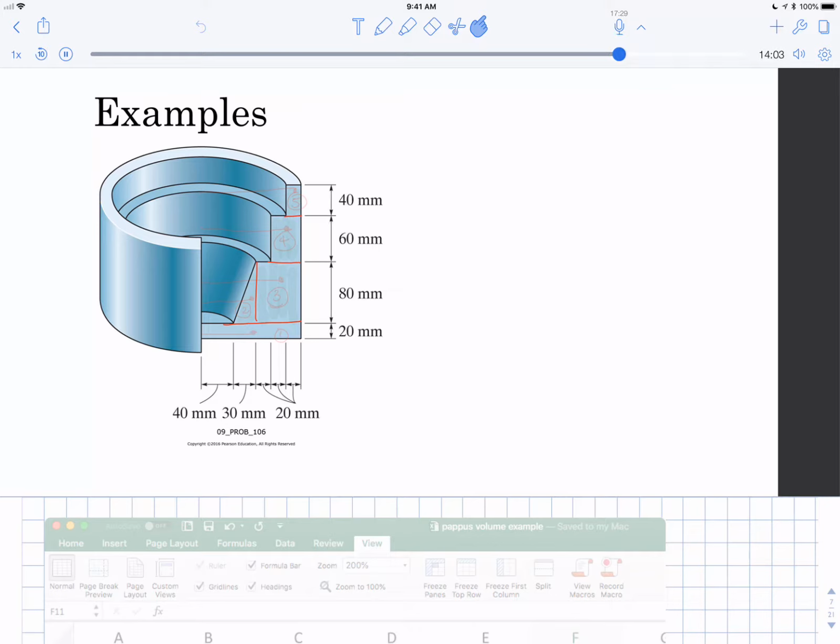So we have 1, 2, 3, 4, 5 shapes. I'm going to use numbers: 1, 2, 3, 4, 5. And all you have to do is find the area of each shape and the distance from the center of spinning to the centroid of each shape. I don't think you need to see the details. I'm just going to work this out in Excel and come back.